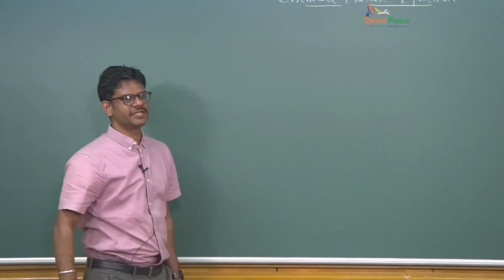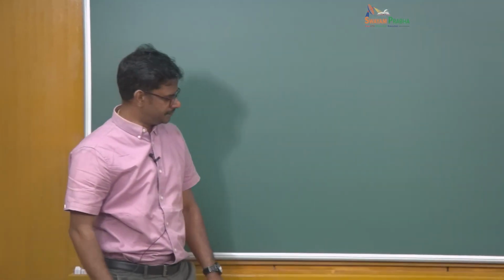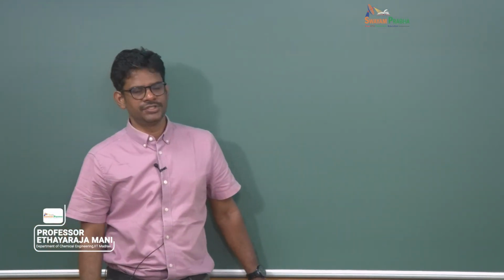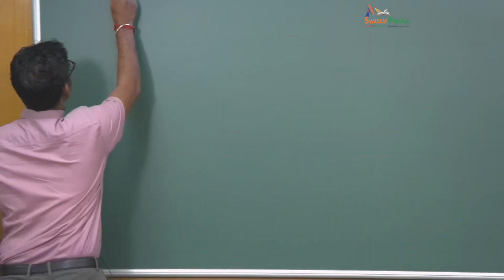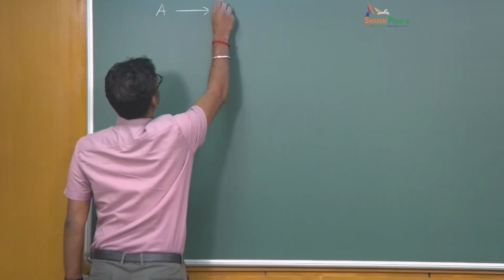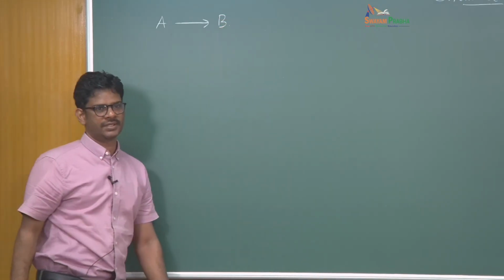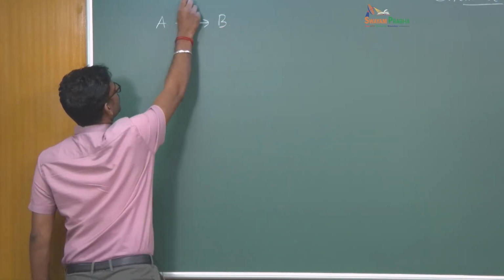So we started discussing the chemical master equation in the last class. This is a framework to discuss a jump Markov process, and we started off with an example of a reaction A going to B, a first order reaction with a rate constant k.